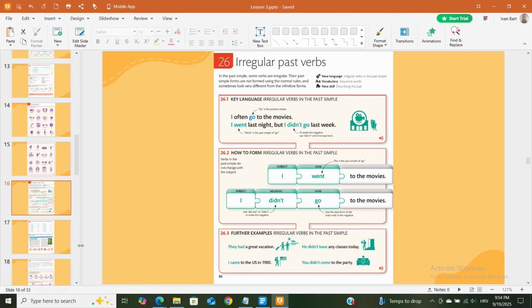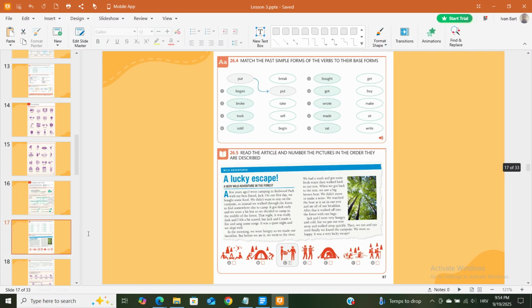26.4 Match the past simple forms of the verbs to their base forms. Put, break, bought, get, began, put, got, buy, broke, take, wrote, make, took, sell, ate, made, sit, sold, begin, sat, write. 26.5 Read the article and number the pictures in the order they are described.